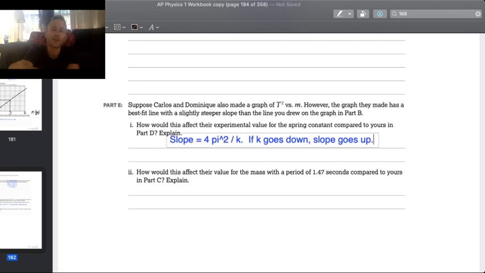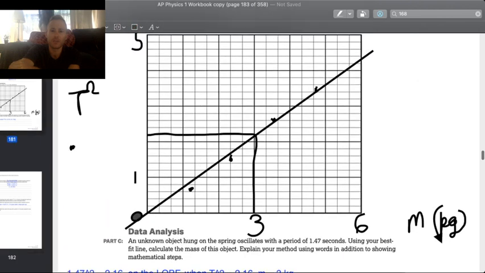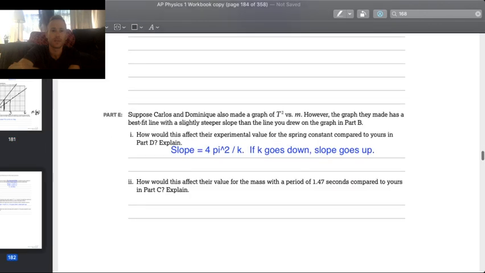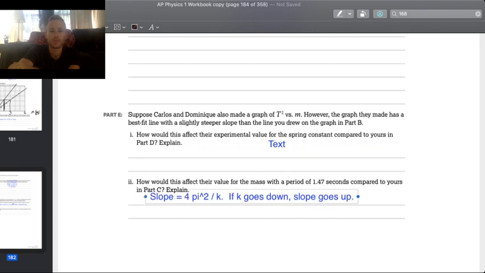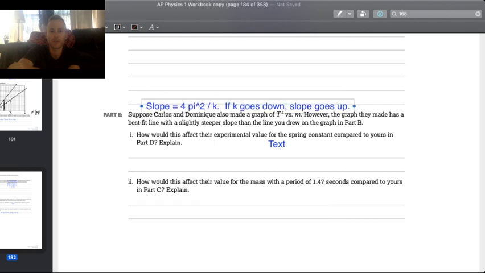How would this affect their value for the mass with a period of 1.47 seconds compared to yours? So if they had a steeper line, let me draw a steeper line here. Okay. And they square the period. When they trace their line, I'm going to say smaller mass.